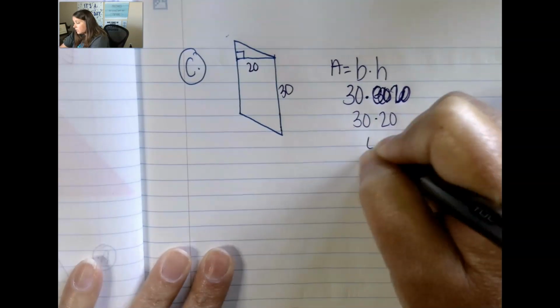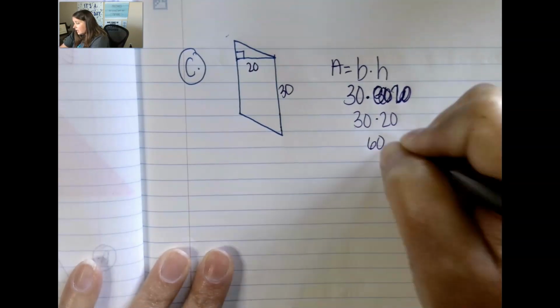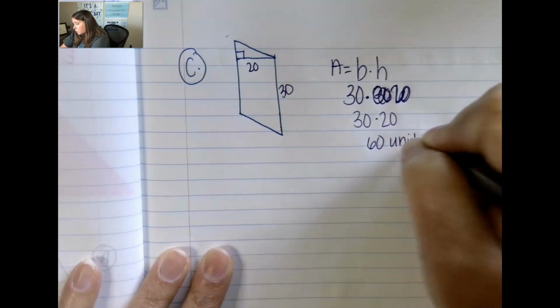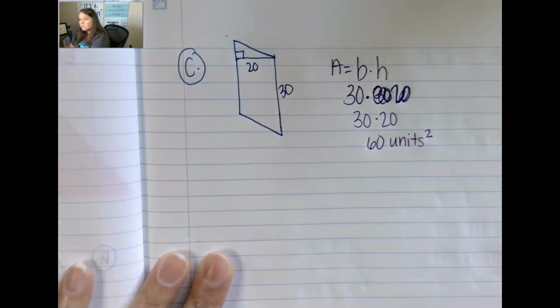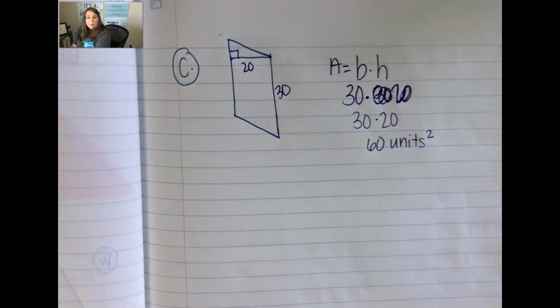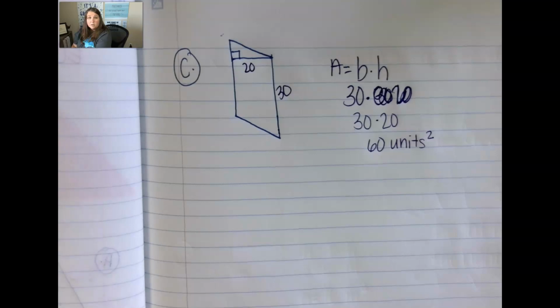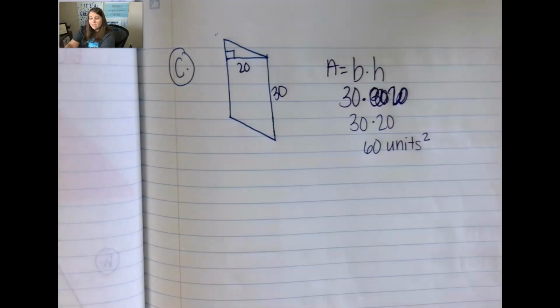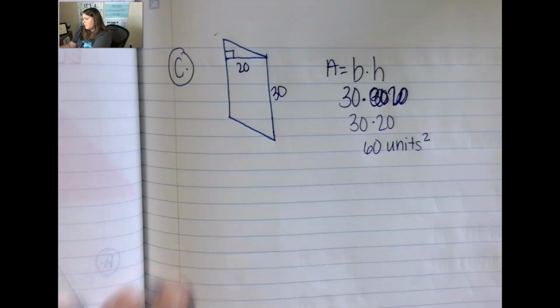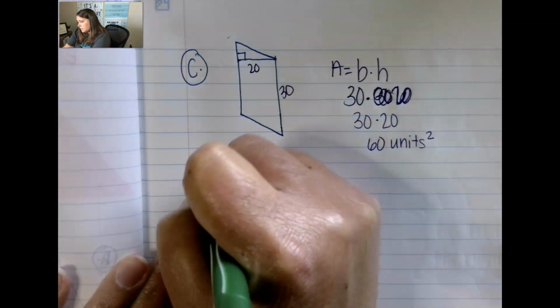And 30 times 20 does give us 600. And it doesn't tell us what they are, so we're going to use the word units squared because we don't know what measurement it is. So we'll just say units. All right. Hopefully that wasn't too confusing for you. I'm sorry I messed up my numbers.